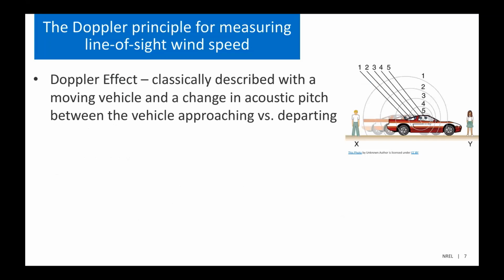So the Doppler principle for measuring the line of sight wind speed: the Doppler effect is classically described with a moving vehicle and some sort of sound being emitted from that vehicle, and there's a change in pitch between when the vehicle is approaching versus when the vehicle is departing. In the illustration here, we have an observer at position Y, and the vehicle is approaching that observer. As the vehicle is approaching, the sound waves are being compressed, and so they hear a higher pitch frequency when compared to an observer at position X, where the vehicle is departing, and those sound waves are being expanded, and so the pitch is a lower frequency.